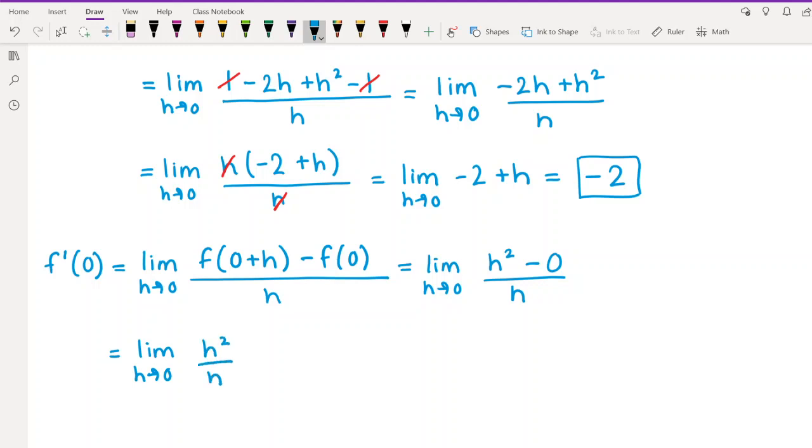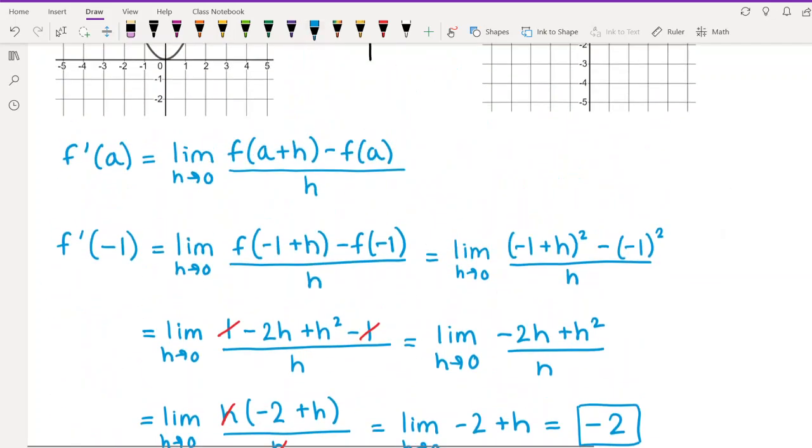So now we can cancel out one factor of h, and we're left with the limit as h approaches 0 of just h. And now we can actually plug in 0, right? Because we're not dividing by 0 anymore. Now we just have 0 as our answer because we can just plug in 0 for h. Okay, so let's put that on our table.